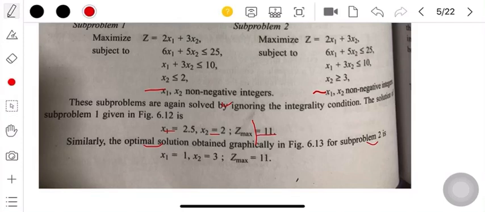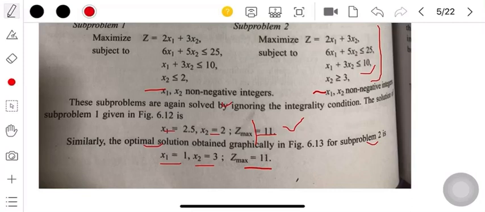Is this okay? So x2 can be 2 and the value of z max is 11, but this is again not the integer value. Okay, so similarly for this sub problem we try to find the solution using the graphical method. So the values will be x1 equals 1, x2 equals 3 and z max is 11. Okay, so now we have achieved the next value, which is 11.